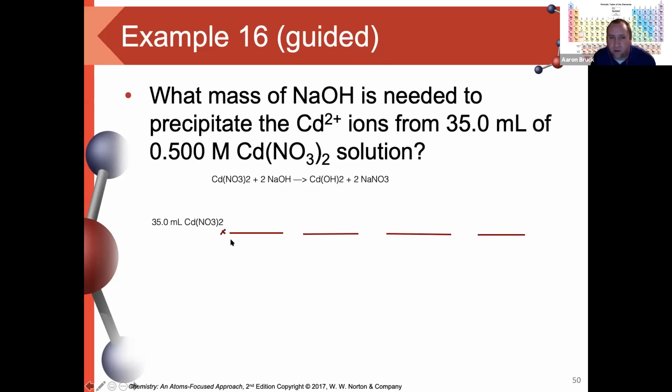So our first step is going to be to convert that milliliters into liters. Now that we have that, now we can use our molarity. 1 liter of solution is equal to 0.5 moles of cadmium nitrate. And so we have canceled out the milliliters. We've now canceled out the liters of solution. And we've got moles.